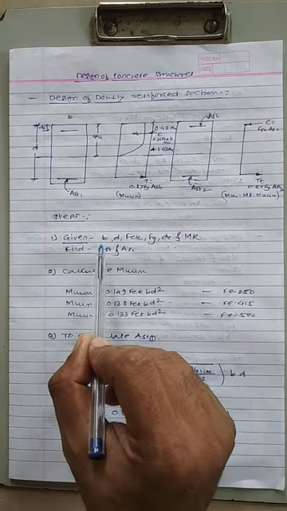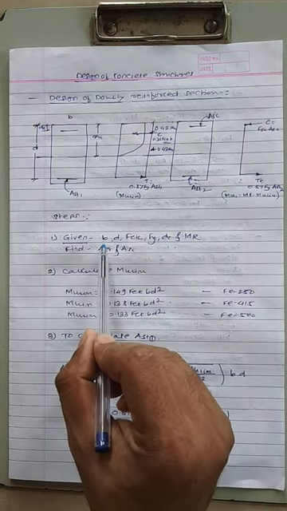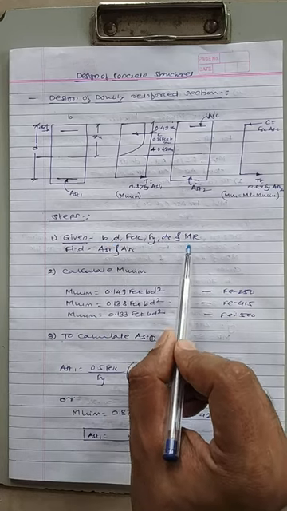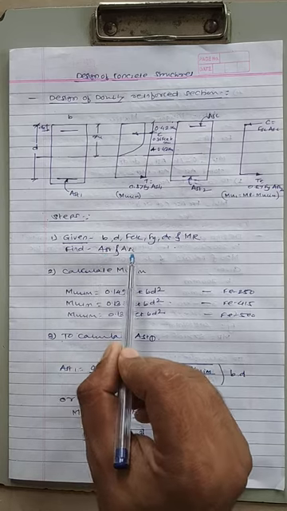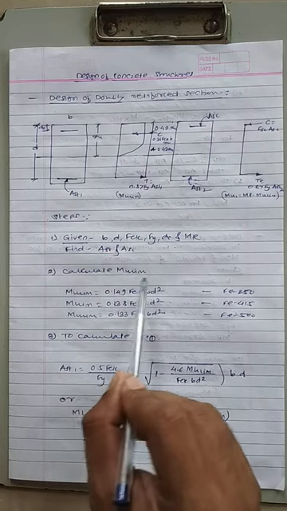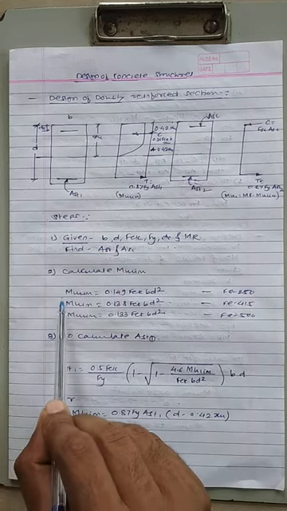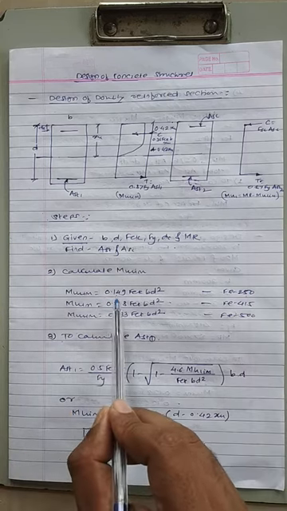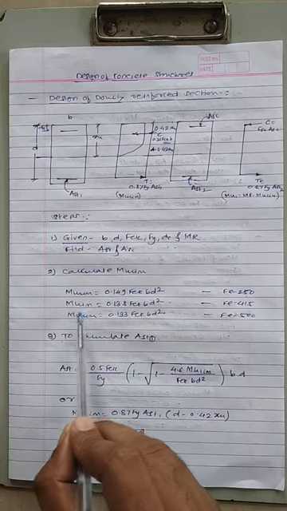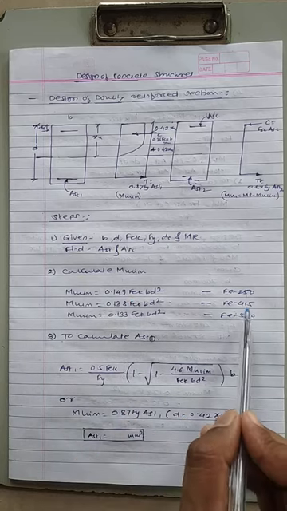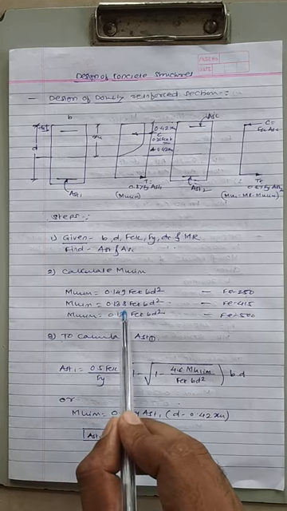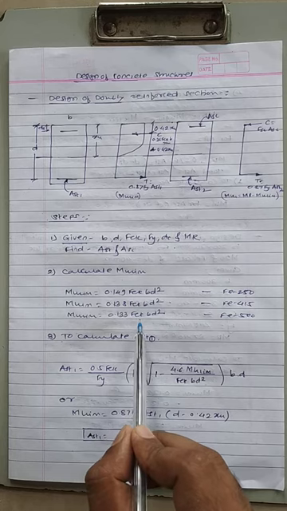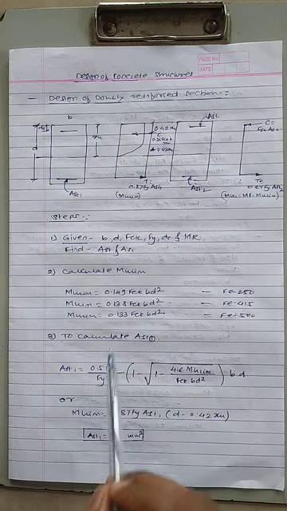The given values for the design of a doubly reinforced section are the width of the beam, depth of the beam, material, DC and MR. And we need to find AST and ASC. First calculate MU limit. We know that MU limit depends upon the grade of the steel. So for Fe250, MU limit value will be 0.149 FCK BD square. For Fe415, MU limit will be 0.138 FCK BD square. And for Fe500, MU limit value will be 0.133 FCK BD square.